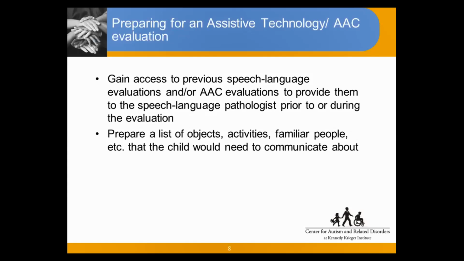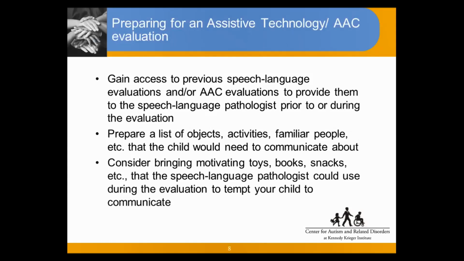really likes and what motivates them can help us give access to those objects or activities during the evaluation to get a good picture of how your child can communicate when they're really motivated to do that. And then consider bringing those motivating toys, books, snacks, anything that your child will want to communicate about during the assessment to the evaluation so that we can tempt your child to get some good information. If they don't want to communicate, the evaluation gets tough because regardless of what system we use, if they're not motivated, they're not going to want to use it.